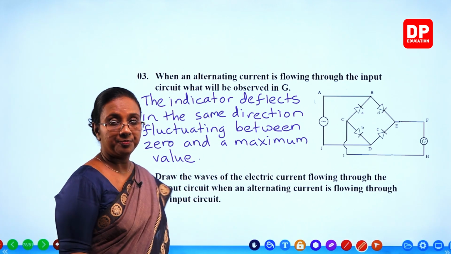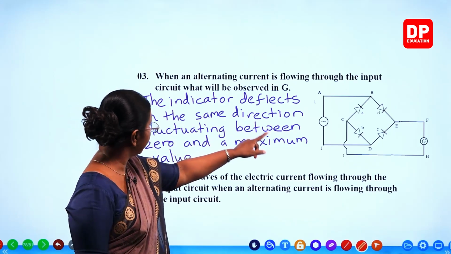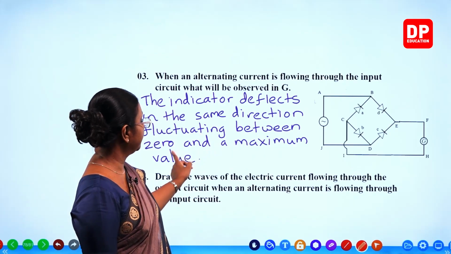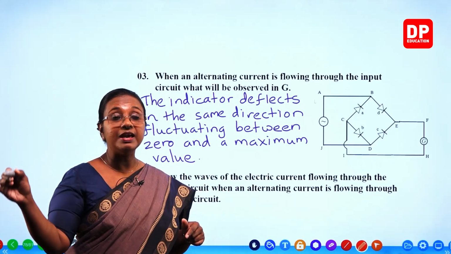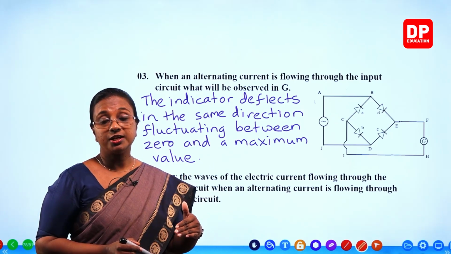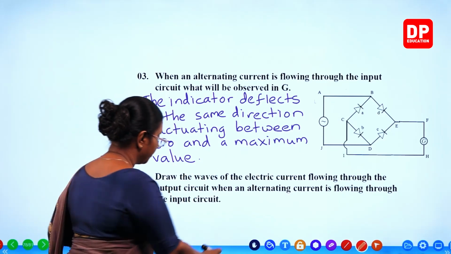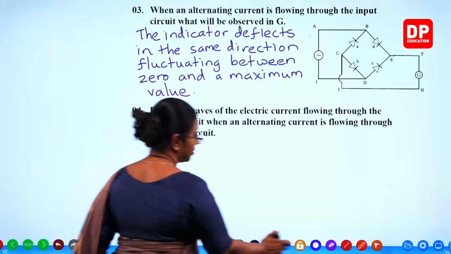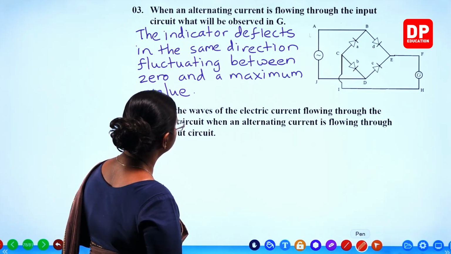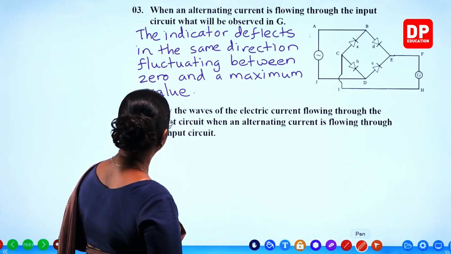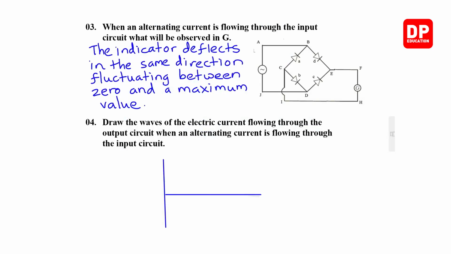That is what you see there. The direction of the current flow does not change. That is why the indicator deflects in the same direction, but it fluctuates between 0 and a maximum value. You all know the curve. It is like a waveform where the voltage or the current drops to 0. So then, the fourth part of the question. Draw the waves of the electric current flowing through the output circuit when an alternating current is flowing through the input circuit. So we need to show the full wave rectified current.